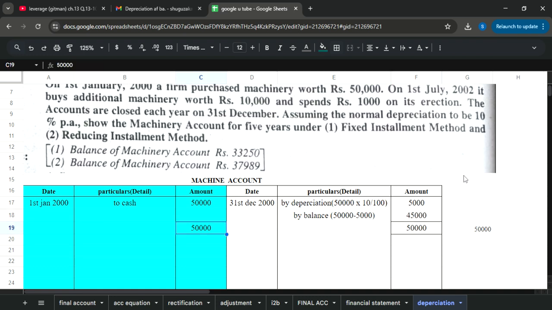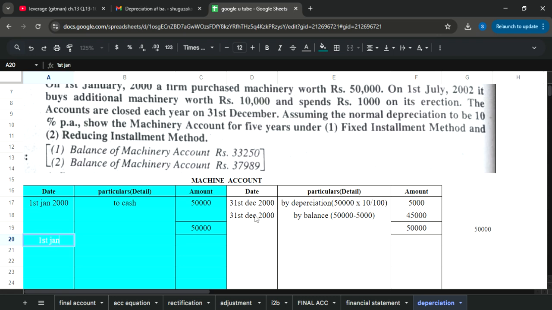In this way, the first year would be completed. Here we will put the sign of total on both sides. One more additional thing is needed, that is your date, 31st December 2000. So guys, in this way our first year is completed. We will now shift to the second year.